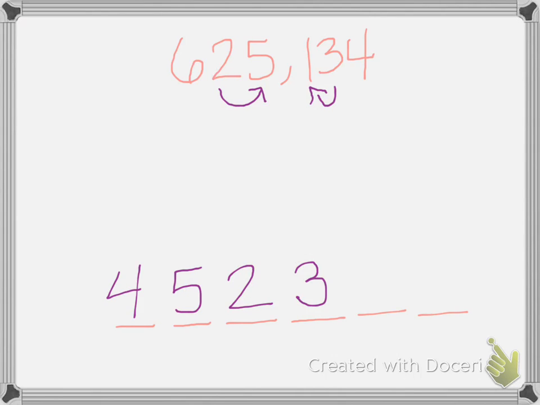And it says move the 1 and the 6, so the sum of their values is 16. So 16 would go right there. So your new number is 452,316.